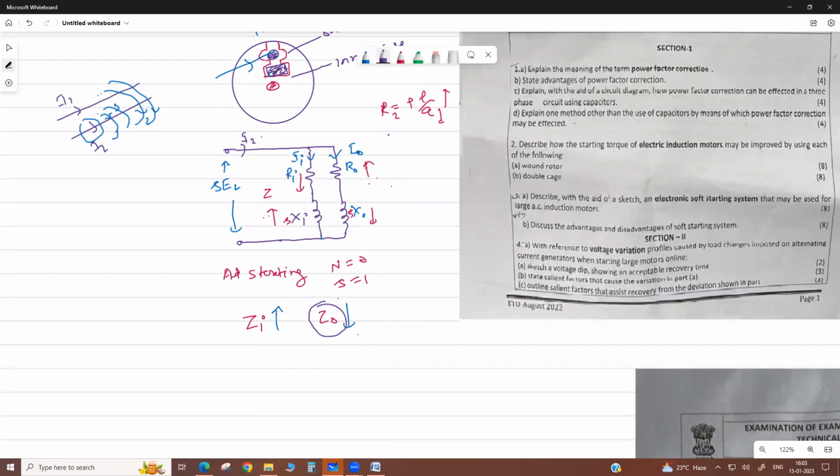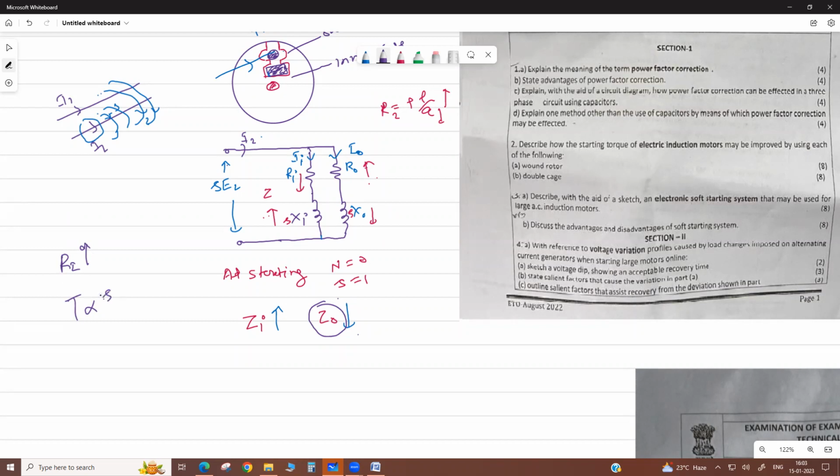That's why maximum current is passed from the outer cage, which is of low cross-section area, meaning resistance is high. Now if rotor resistance is high, then torque is high. Correct? Torque is proportional to rotor resistance.